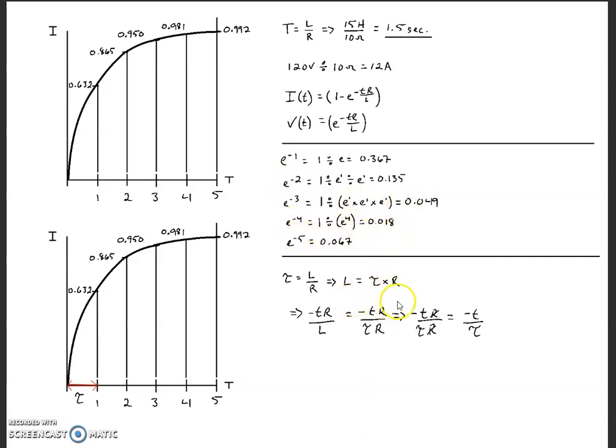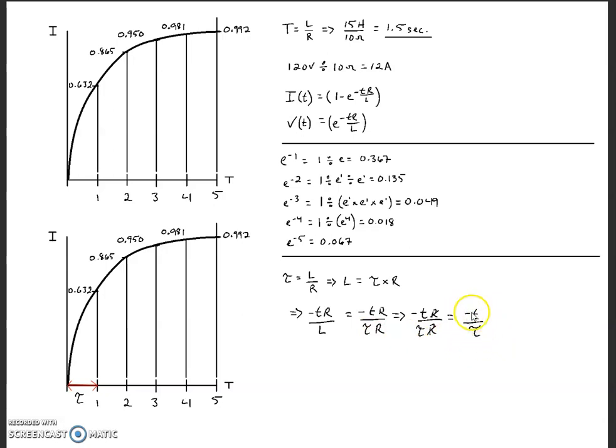And when we get into this right here, so -T times R over L. So we have tau is L over R, which is this right here. So L, if we just invert the formula, is equal to tau times R. So if we plug that into this formula right here, -TR over L, since L is equal to tau times R, we can just change this here. And then the R's will cancel out here. And we end up with negative time over tau.